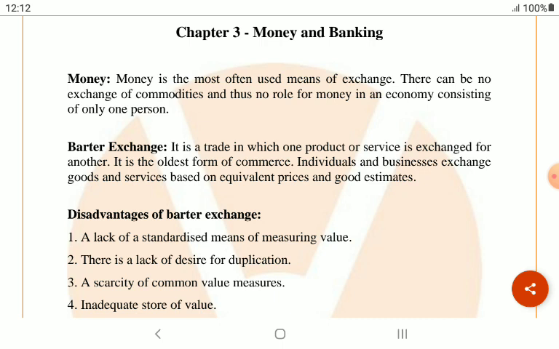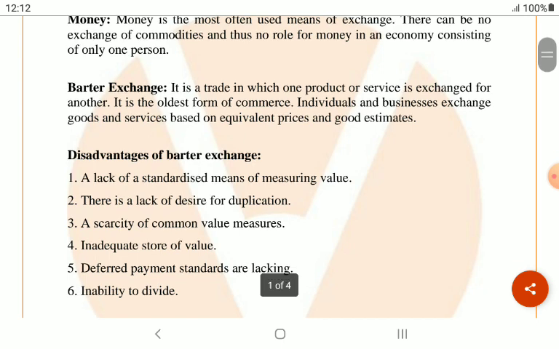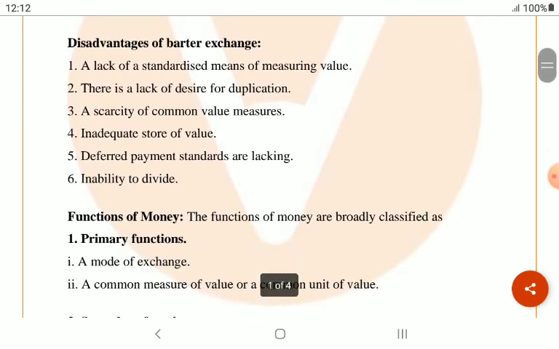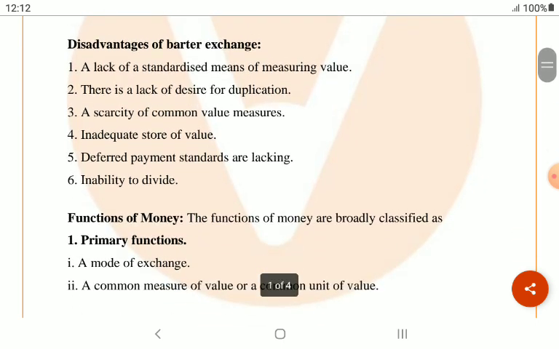Here, they may ask a question on money, but for the barter system we cannot say it is fifty-fifty. They may ask or they may not. It is an easy question, so you can write it on your own. It is not a big issue if they ask. Now let us see the disadvantages of barter exchange.